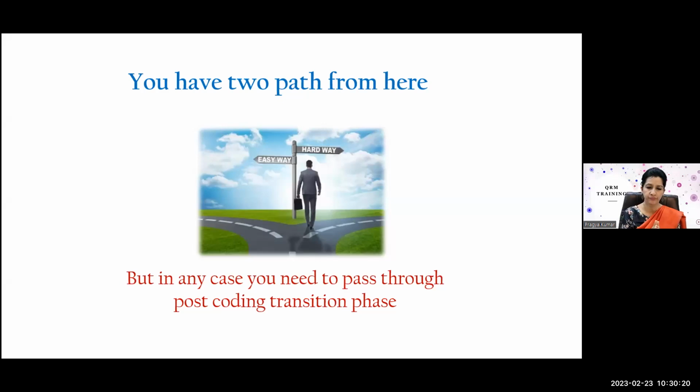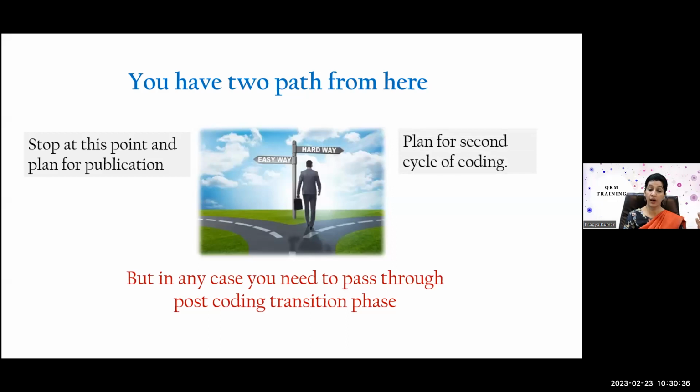So this eclectic process is basically the process linking the second cycle coding and the first cycle coding. If you are done with the first cycle coding, are you planning for the second cycle coding or not? Not all of us go for the second cycle coding, because second cycle coding is one step higher than the first cycle coding.